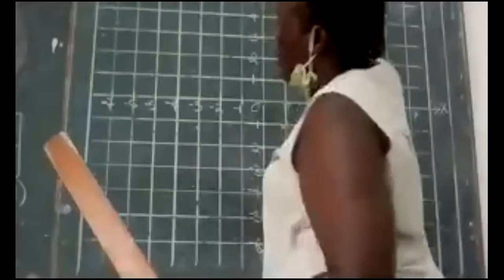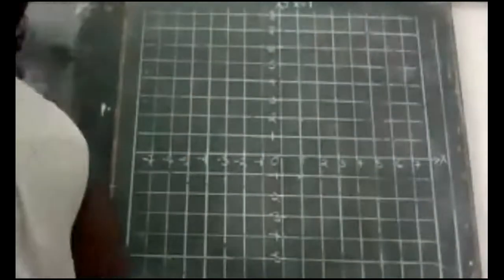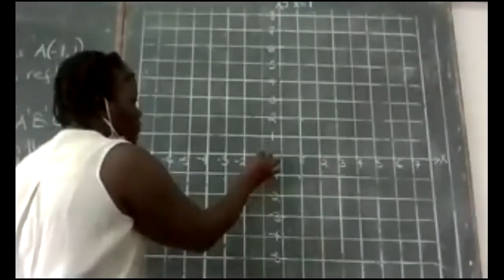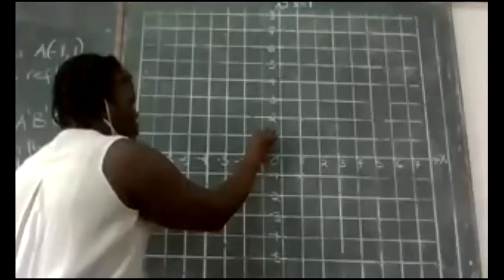So the next step is for me to locate the points one by one. So we begin with A. Point A is -1, 1. So I'll come here, -1, 1. My point A is here.